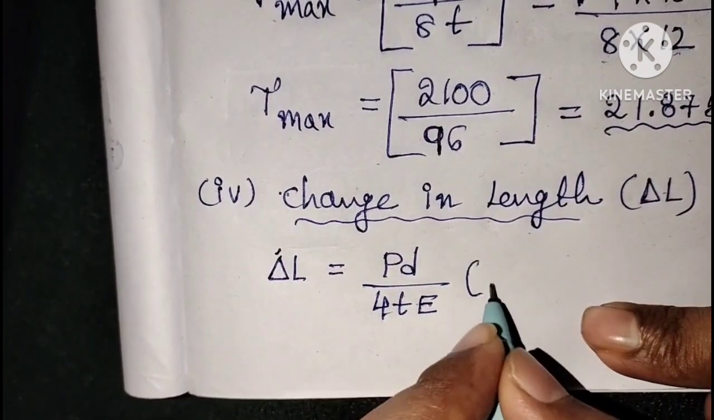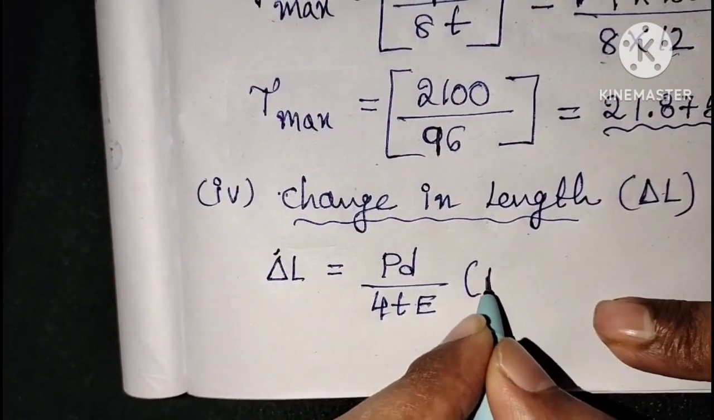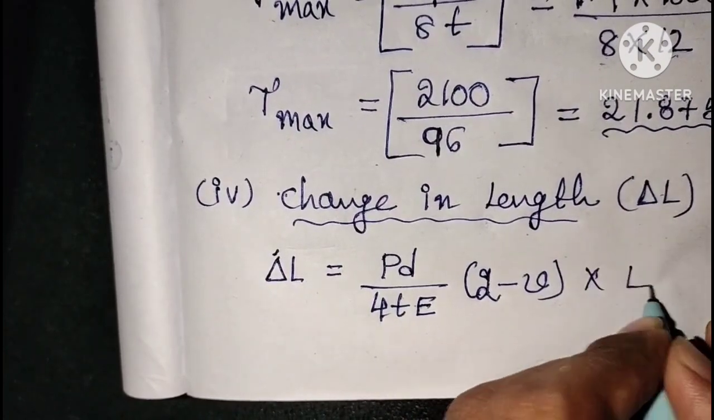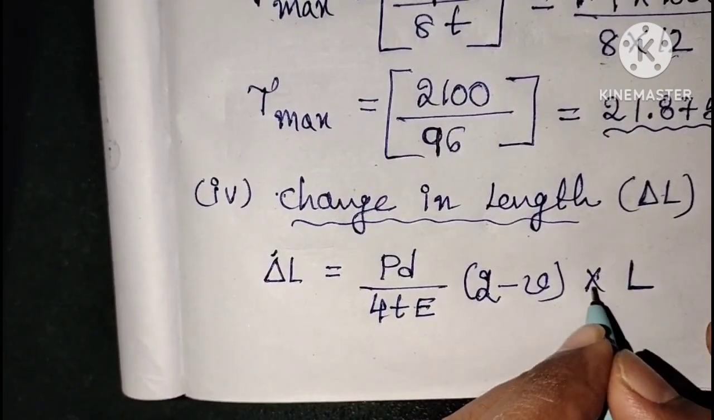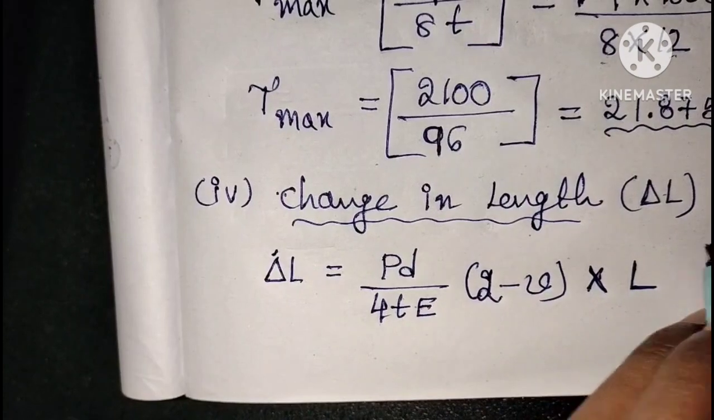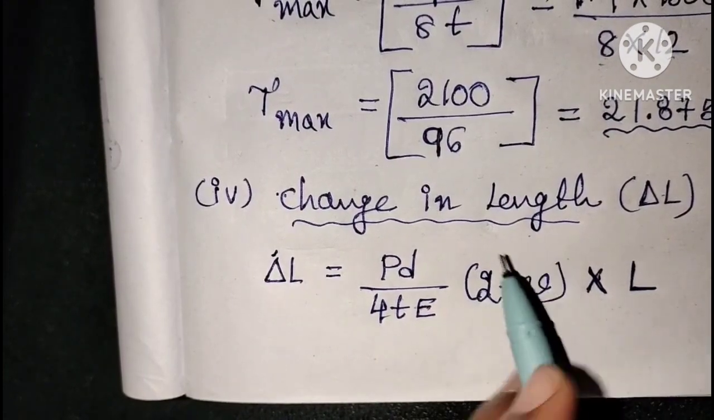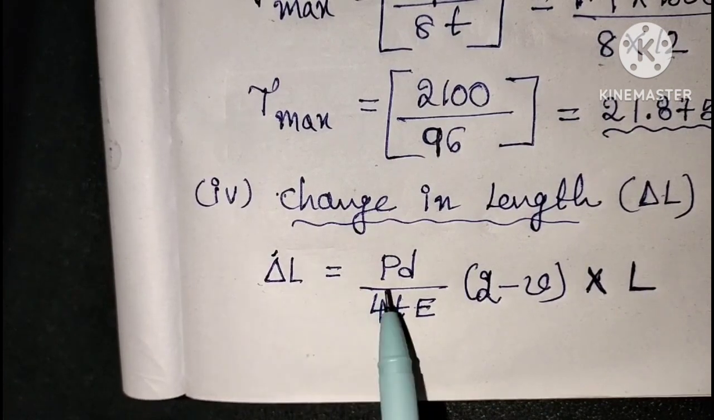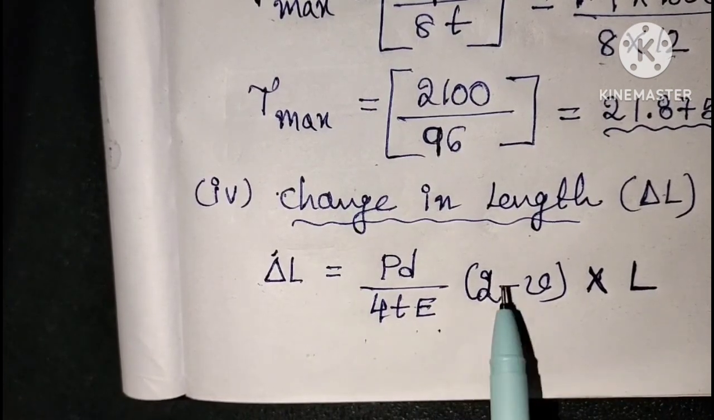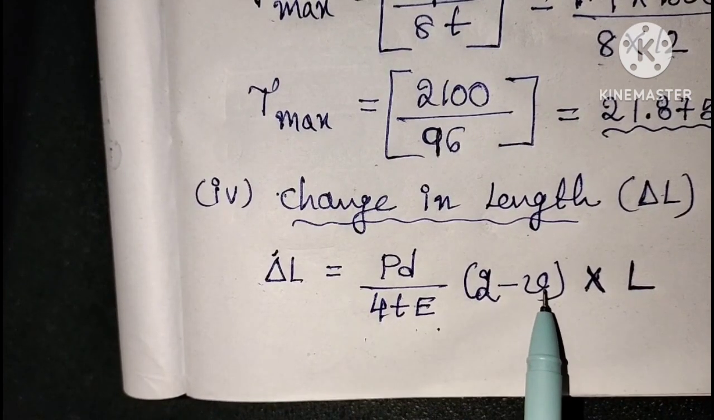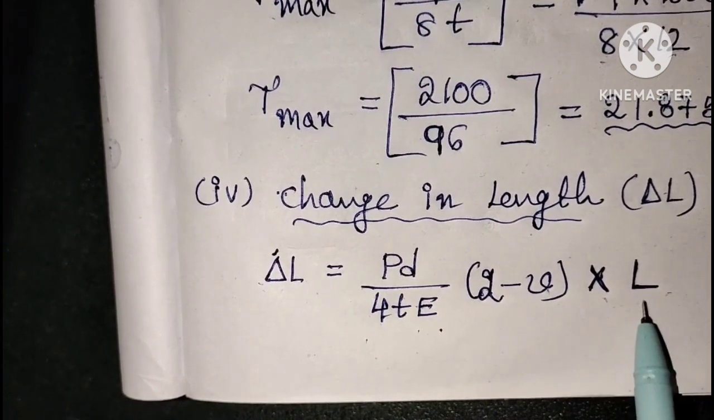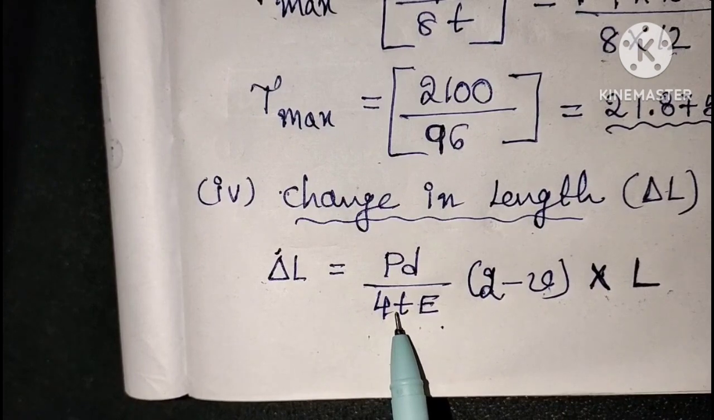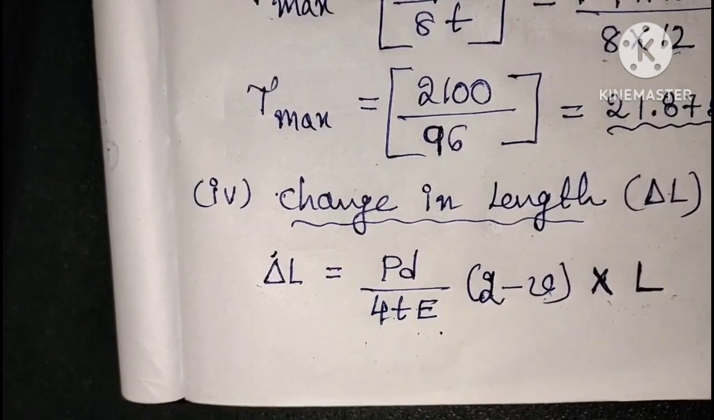into 2 minus nu into L. This is the formula for change in length of a thin cylinder. So change in length of thin cylinder, delta L, is equal to PD by 4TE into 2 minus nu into L, where L is length of the cylinder, nu is Poisson's ratio, E is Young's modulus, T is thickness, P is internal pressure and D is diameter of the cylinder.